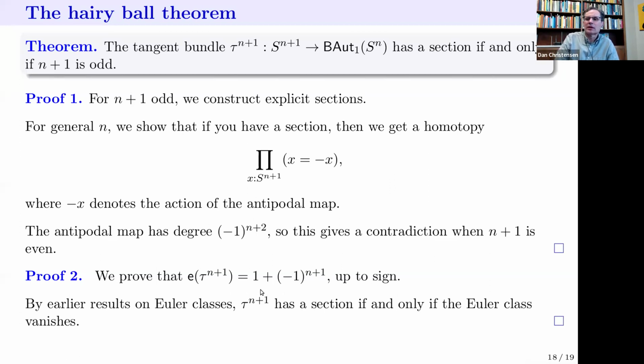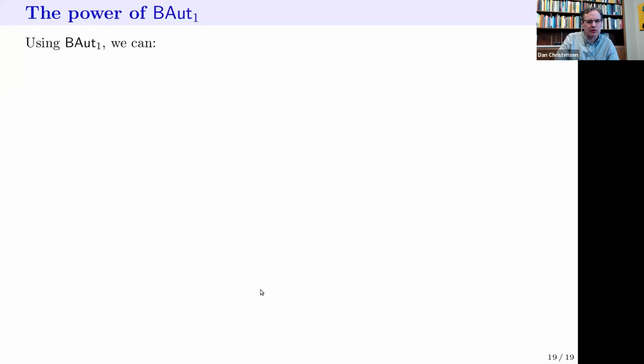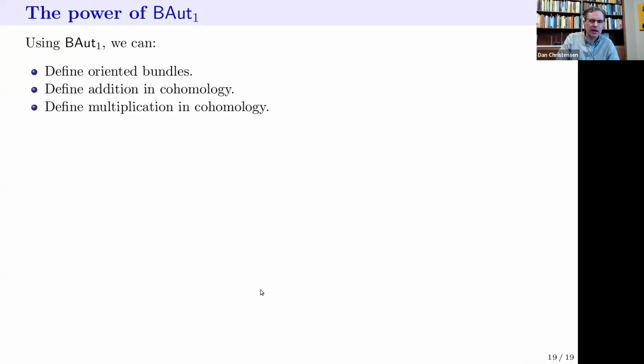Okay, so just one final slide to display. I want to summarize all the things we used BIOT1 for. By definition, it's the classifying type for oriented bundles. But using it, we could define addition in cohomology using that tensor operation. We could define multiplication in cohomology using join.